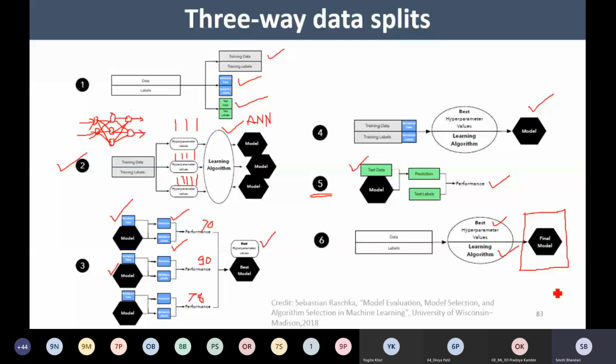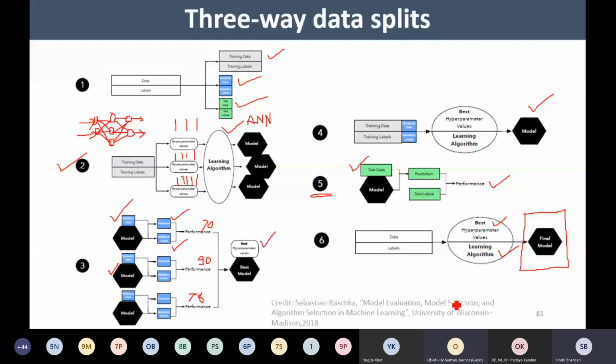Okay, and many times in building machine learning applications, we make use of these 3 different data sets: training data set, validation data set, and test data set, and we follow these steps to build our final models. So this is what we call a 3-way data split. I hope you have understood. If you have any doubts, please let me know.